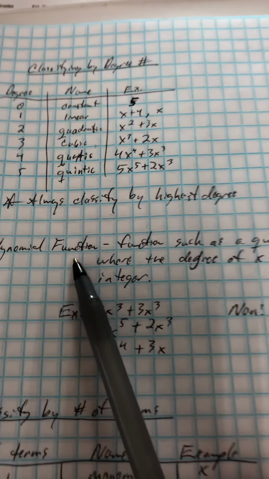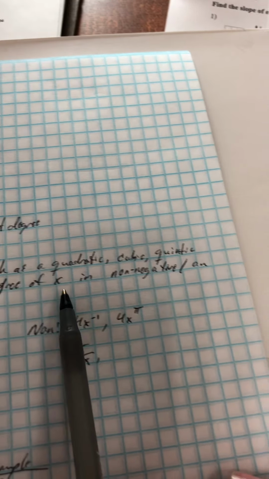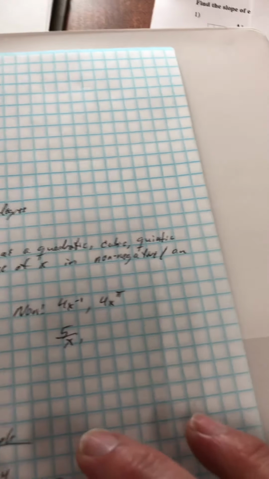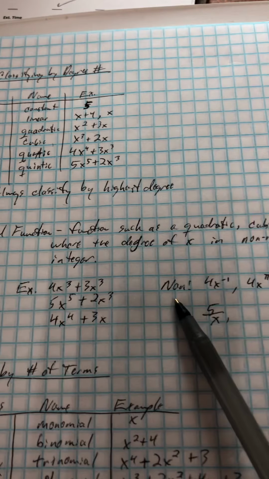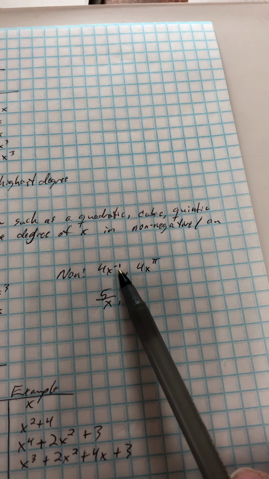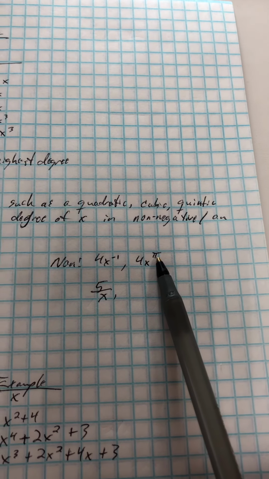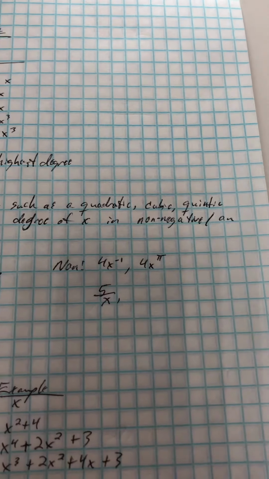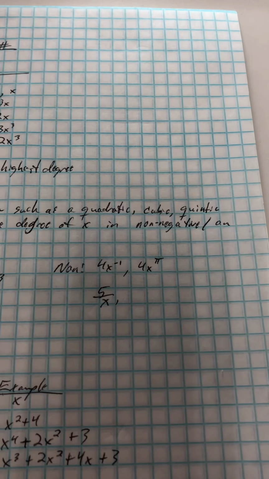And then a polynomial function is a function such as a quadratic, cubic, quintic, where the degree of x is non-negative, it has to be an integer. So examples of polynomial functions are here. Some non-examples would be if you have a negative exponent, or something like pi, an irrational number, as the exponent. And then if you have a number divided by the x value.